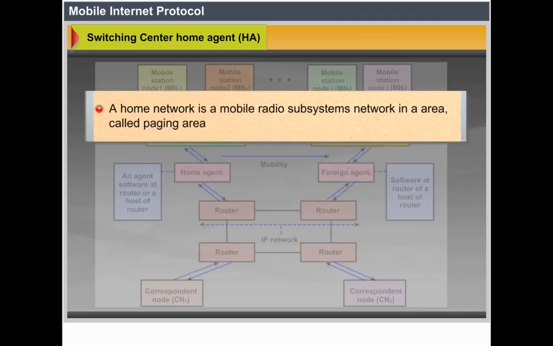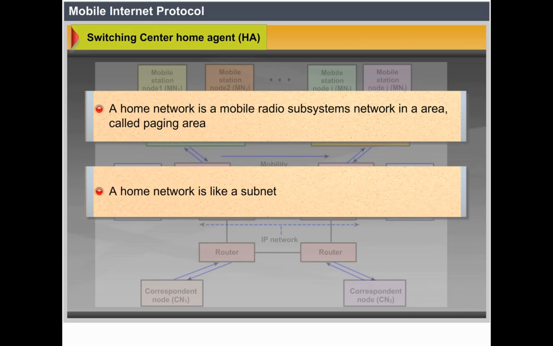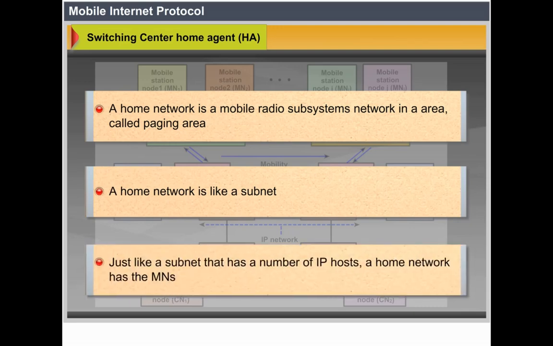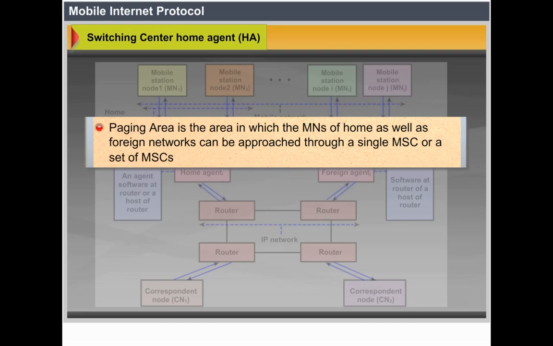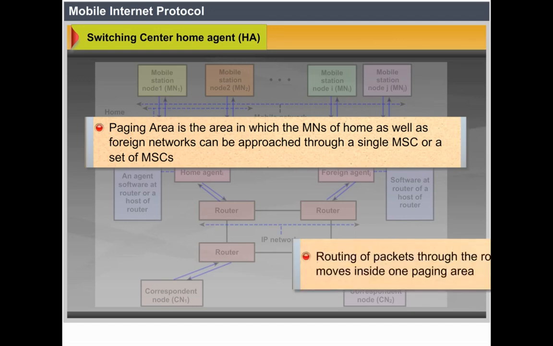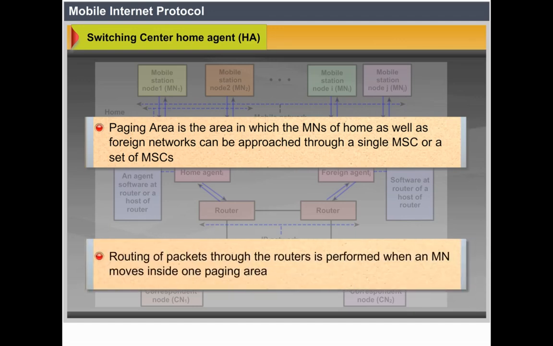A home network is a mobile radio subsystems network with an area called paging area. A home network is like a subnet. Just like a subnet has a number of IP hosts, a home network has the MNs. Paging area is the area in which the MNs of home as well as foreign networks can be approached through a single MSC or a set of MSCs. Routing of packets through the routers is performed when an MN moves within one paging area.